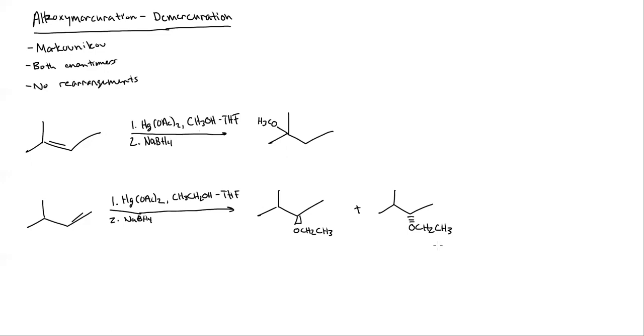So we have Oxymerc versus Alkoxymerc. Pay attention to what we're using, whether it's water or an alcohol. And then just know that this is Markovnikov. We form both enantiomers and we have no rearrangements. Like I said, the mechanism is not vital, I don't think, but I think it is important to know that mercurinium ion intermediate.